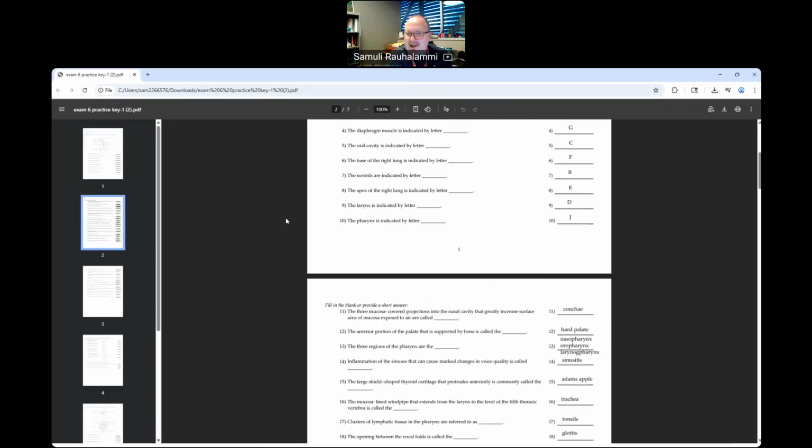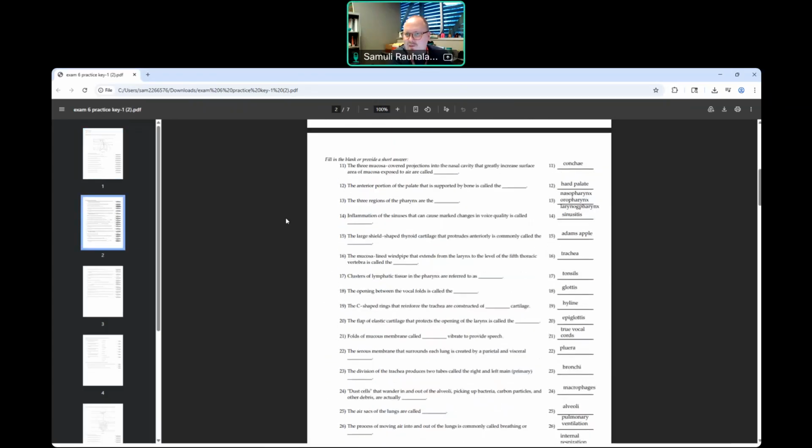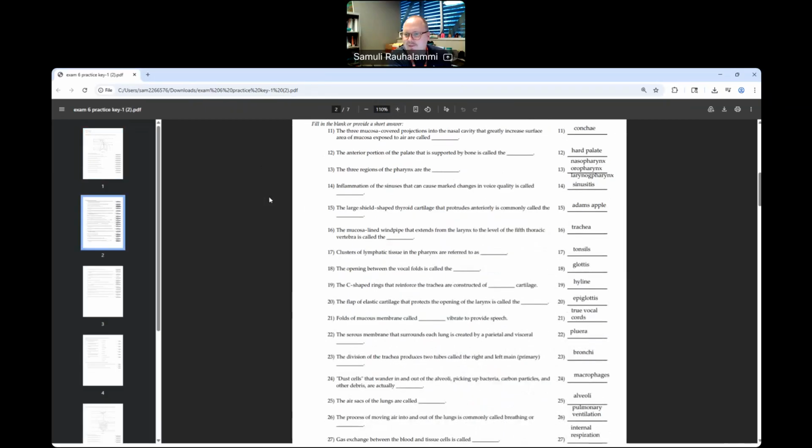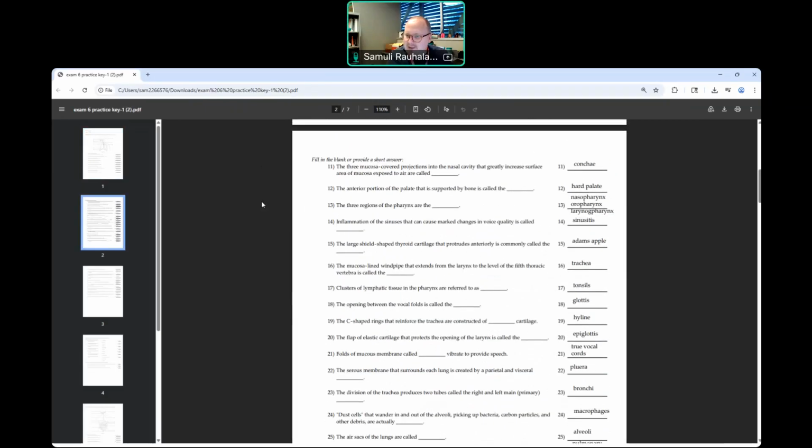Let's move on to the second page. Remember, we wanted as much of the air as possible to get into direct contact with the nasal mucosa. So we have these three projections from the lateral wall. They were called conchae. They increased the surface area and created turbulence, mixing the air so that as much of it as possible gets in contact with this wall.